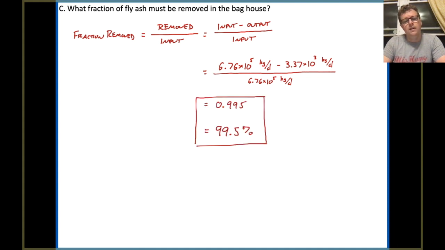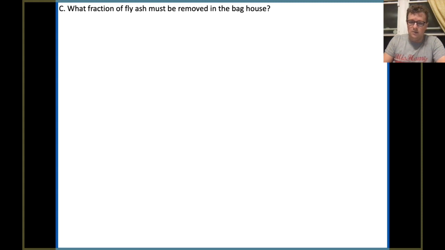And what we find is that we need to achieve about 99.5% removal. So 99.5% of the fly ash that goes into the baghouse is not allowed to leave the baghouse. So that's a nearly complete removal of that fine particulate matter. And you may not be surprised then to learn, in part D, we want to know, okay, how big does the baghouse need to be?